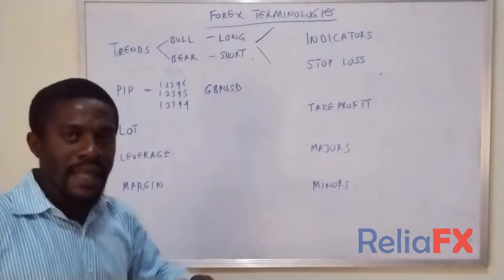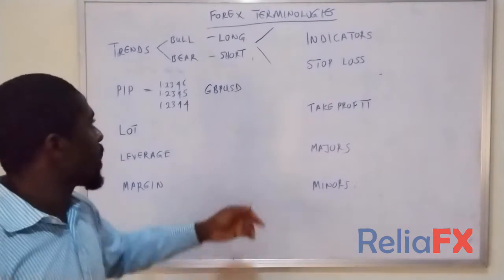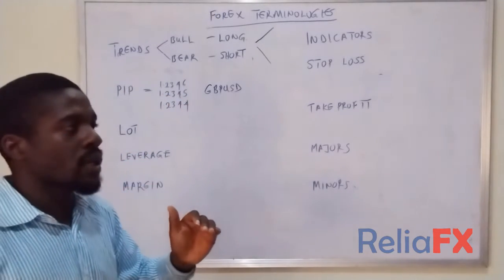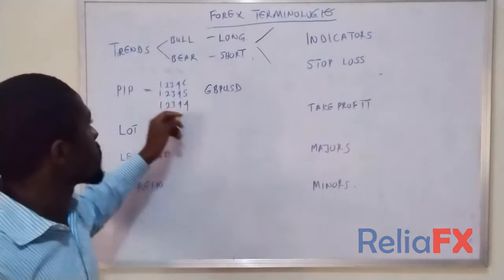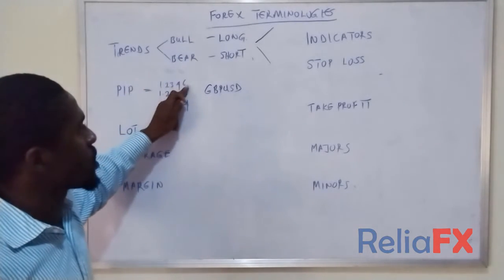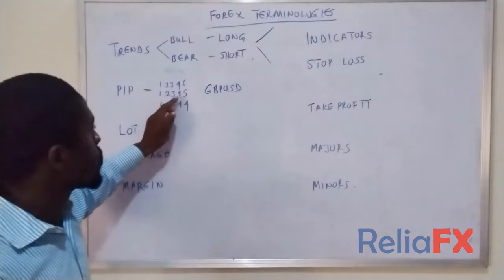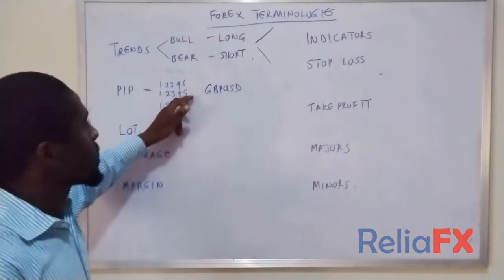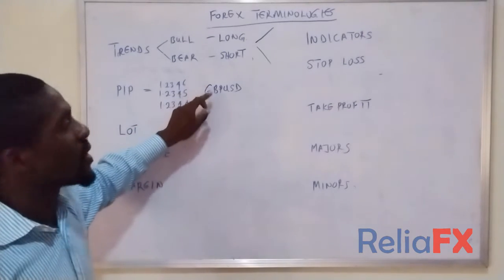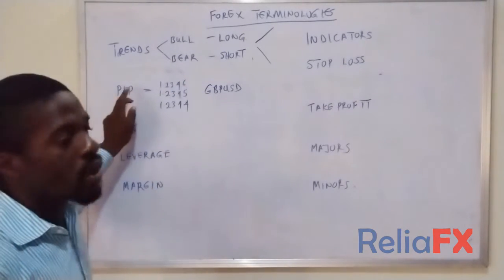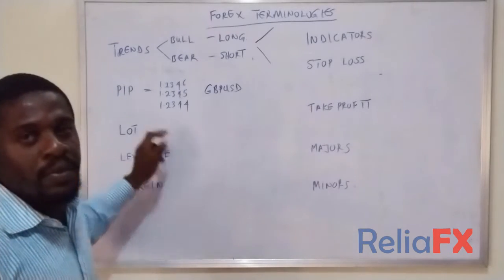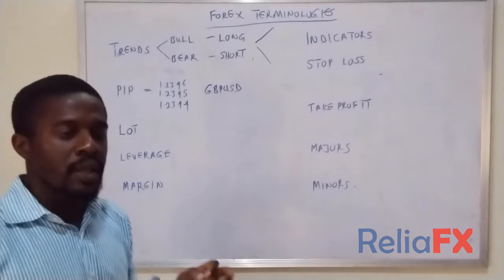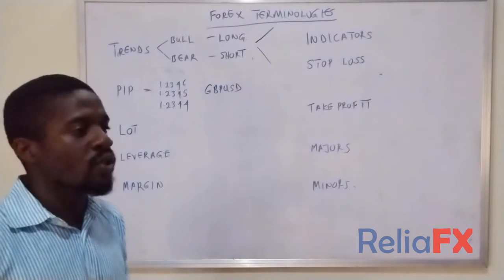So let's assume that the market at a particular moment is 1.2345, and then it changes and goes up a little bit to 1.2346. Can you see the difference? 1.2345, 1.2346. That is a step movement in price. Now that step movement in price is what we call the PIP. The PIP is a unit change in the price of the currency pair.